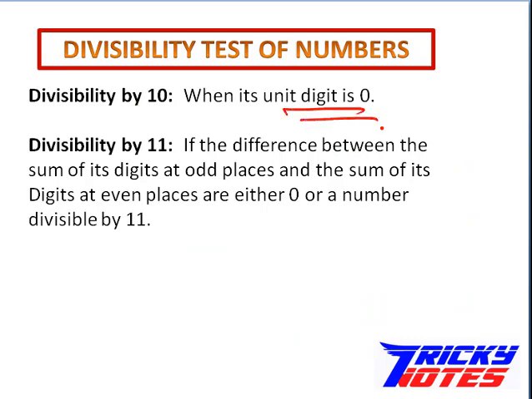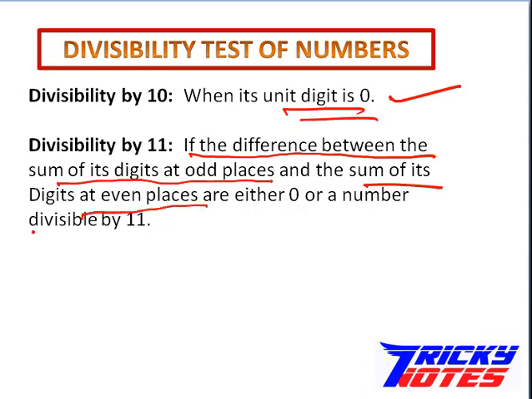For 10, I don't have to tell you, if the unit digit is 0, all the numbers are divisible by 10. But for 11, we need to see the difference between the sum of the digits at odd places and the sum of the digits at the even places. Now mark all the odd places.